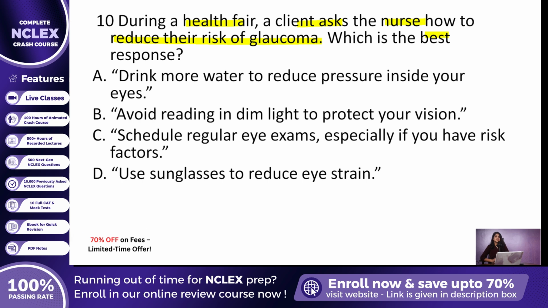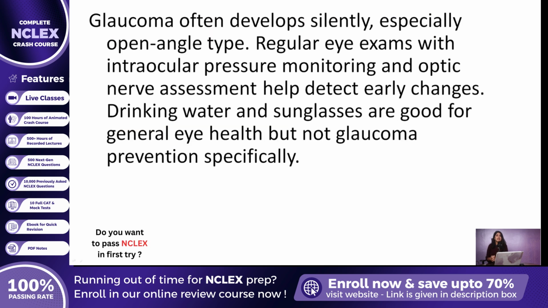The correct answer is C. Schedule regular eye exams, especially if you have risk factors. Open-angle glaucoma often progresses silently, and by the time symptoms are noticeable, significant optic nerve damage may have already occurred. Regular comprehensive eye exams with tonometry and optic nerve checks are the gold standard for early detection. Options A, B, and D reflect common myths or general eye health tips, but do not help in reducing glaucoma risk specifically.